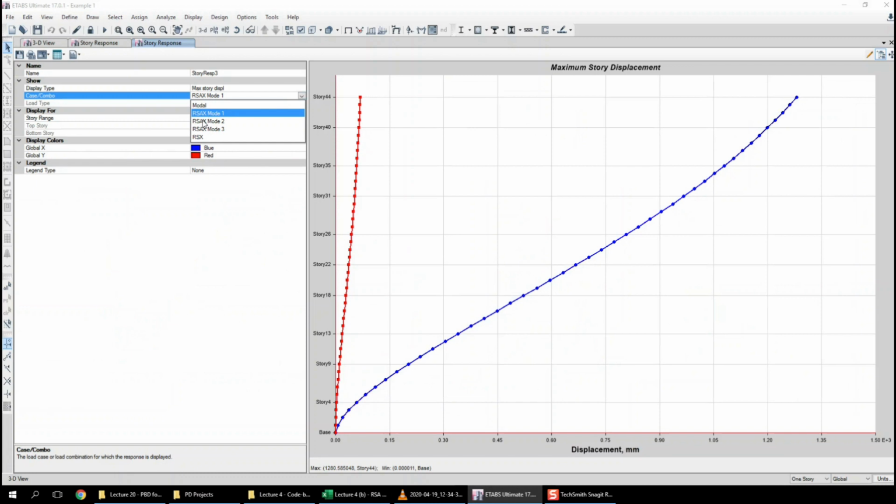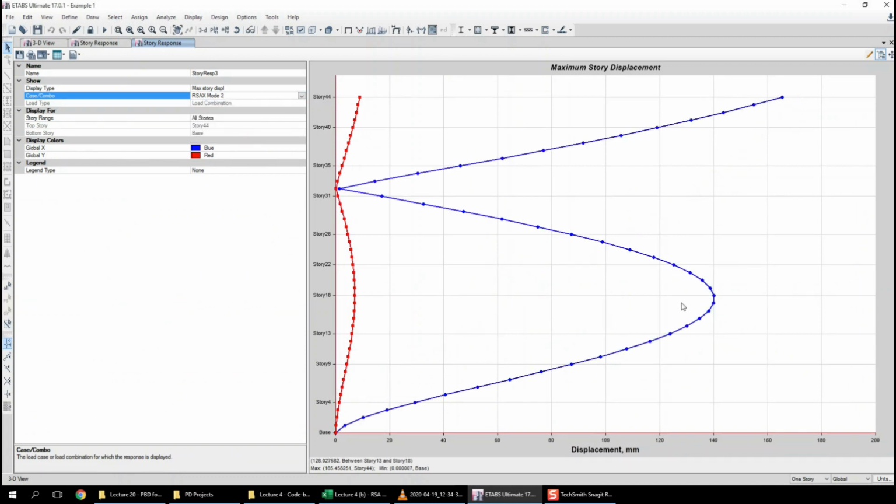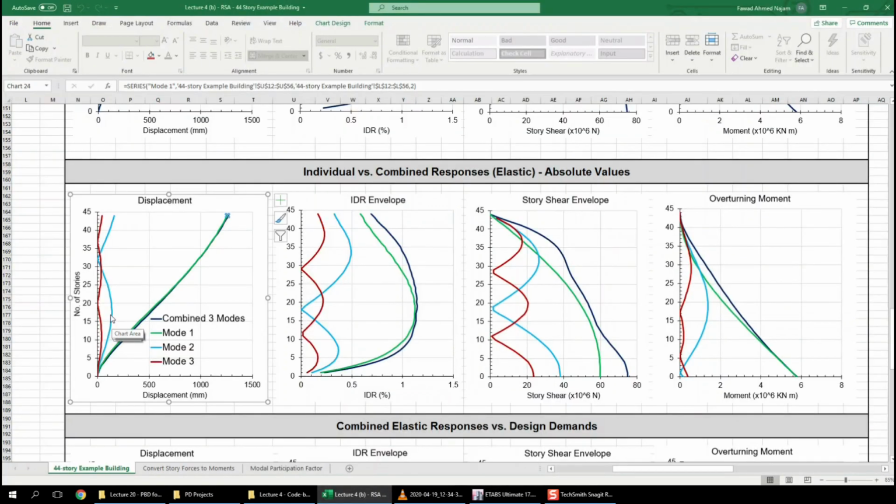But let's go now to the second mode shape, RSA-X mode number 2. Now the blue line should correspond to the contribution of second mode towards the total story displacement. So let's say we go to this story number 18 and check the displacement, which is 140 millimeter, and let's go to our Excel sheet and check at the same height, this one, and it is 138 millimeter, very close to what we are getting in ETABS.